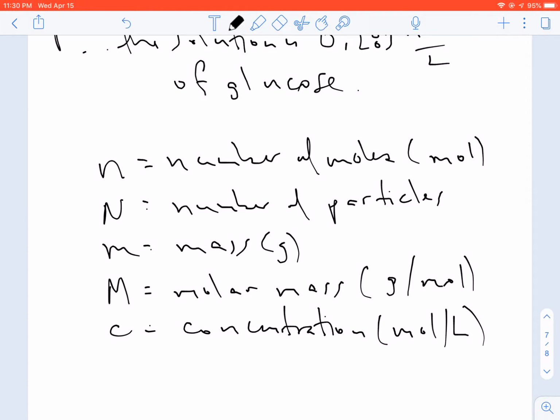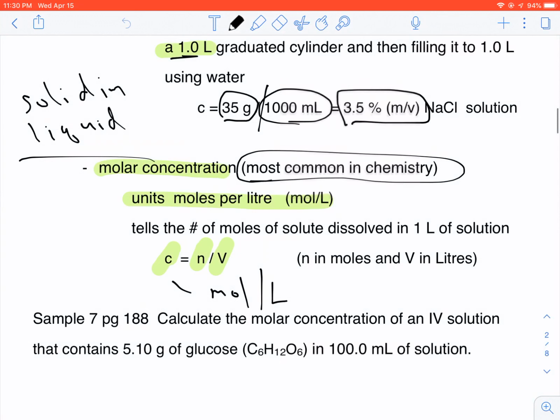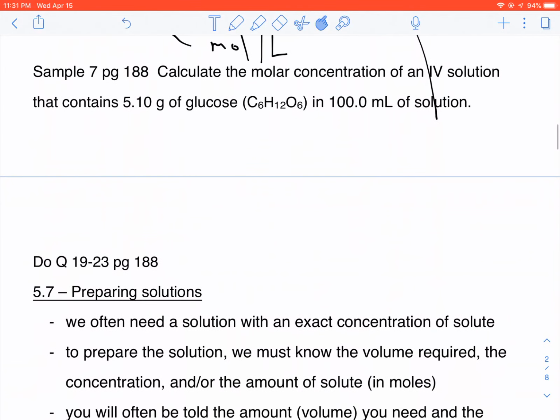Okay, so if I go back to my note here, this is in 5B now, where this next set of last three sections, 5.6, 5.7, and 5.8. So I'm going to stop there for now and leave you with these questions here on page 180.